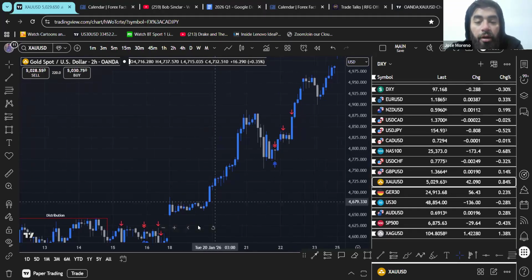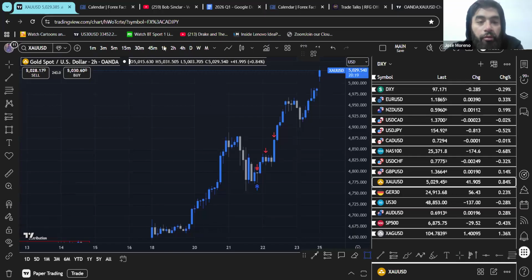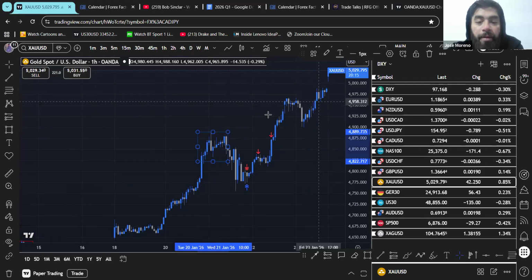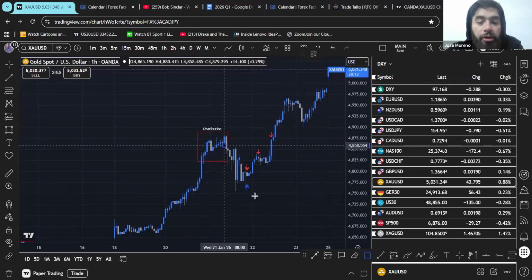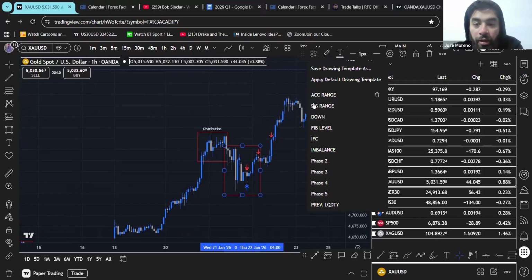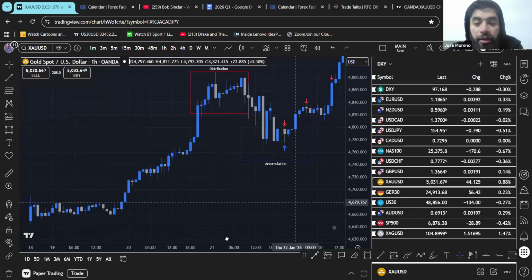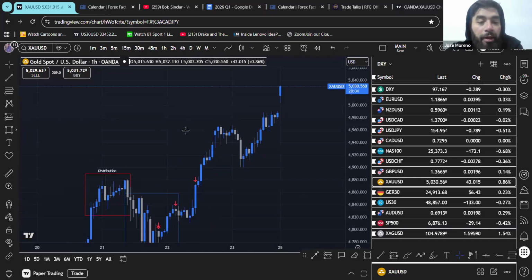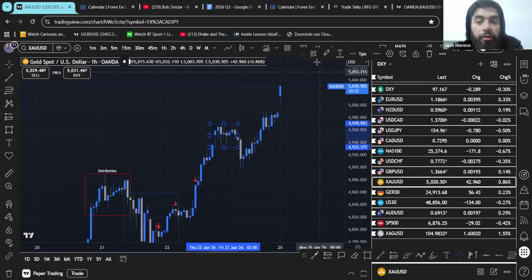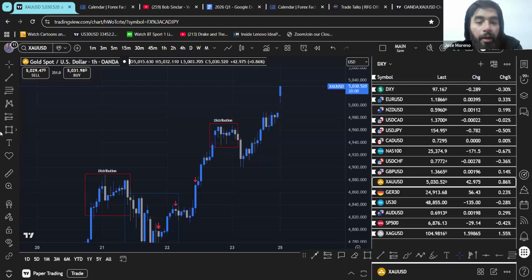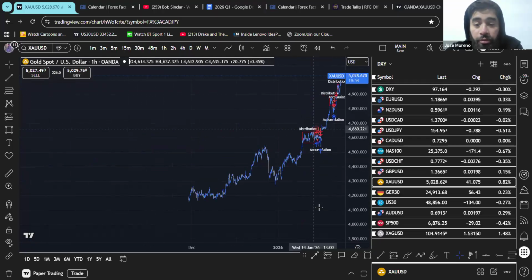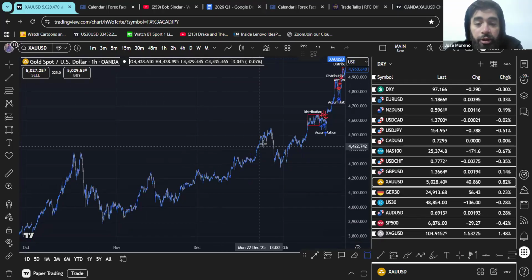Over here, again, we have our more noticeable lower time frame distribution. Distribution turns into an accumulation. This was obviously the buy that we called out last week, a perfect reaccumulation idea, seeing the buy happen there. And then just recently here again, we saw the signs of distribution, and then we have the accumulation here. So really, really bullish.